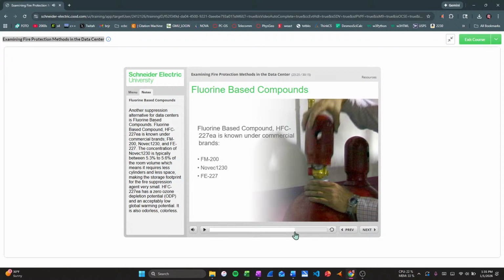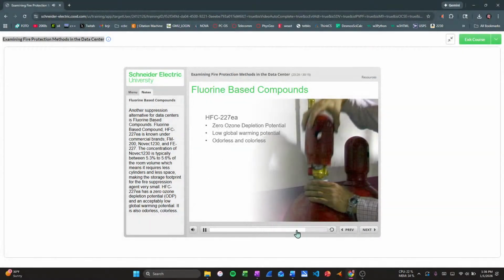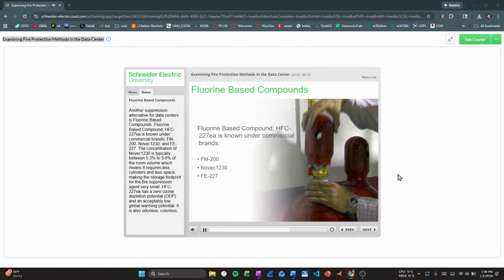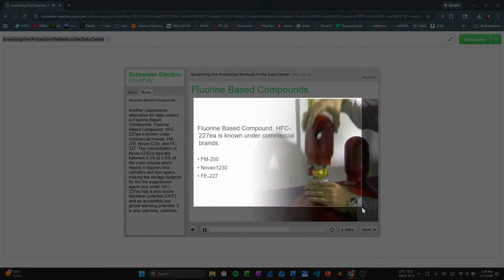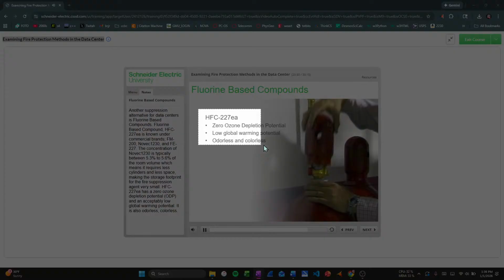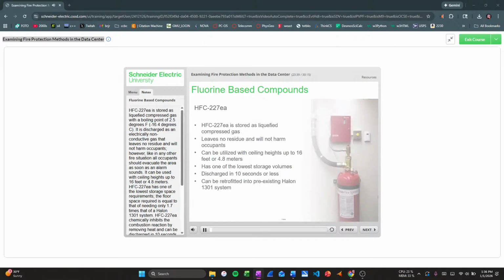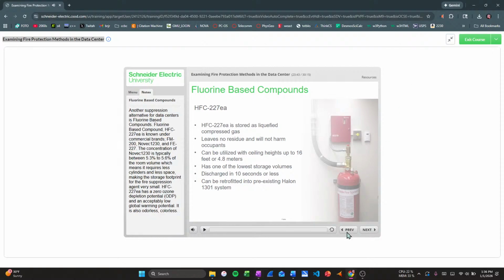HFC 227EA has a zero ozone depletion potential and an acceptably low global warming potential. It's also odorless and colorless. HFC 227EA is stored as liquefied compressed gas.